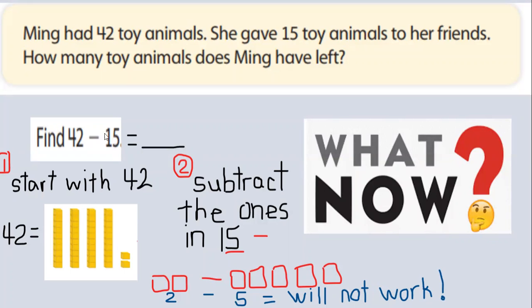So I'm going to look at the number that I'm being asked to subtract, and that is 15. There are 5 ones in the number 15. I'm going to try to subtract those first. So here I go. I'm going to take the 2 ones that I have in my 42, and I'm going to subtract 5. Wait a minute. I can't subtract 5 from 2. That will not work. So now what?